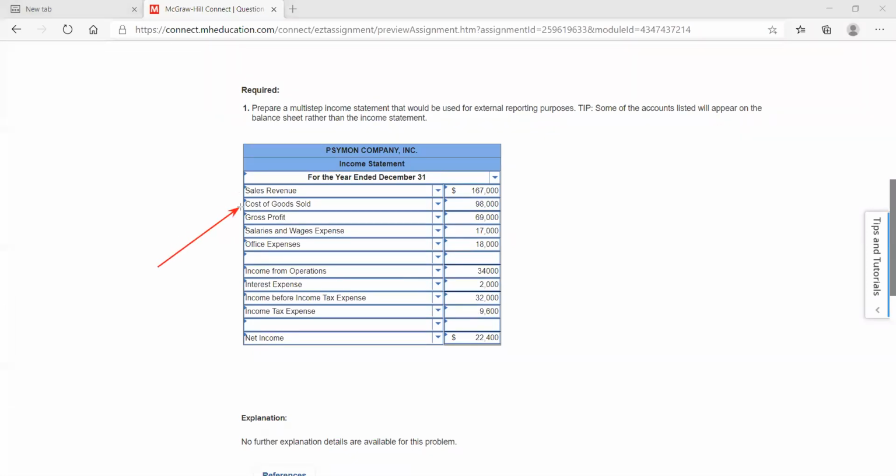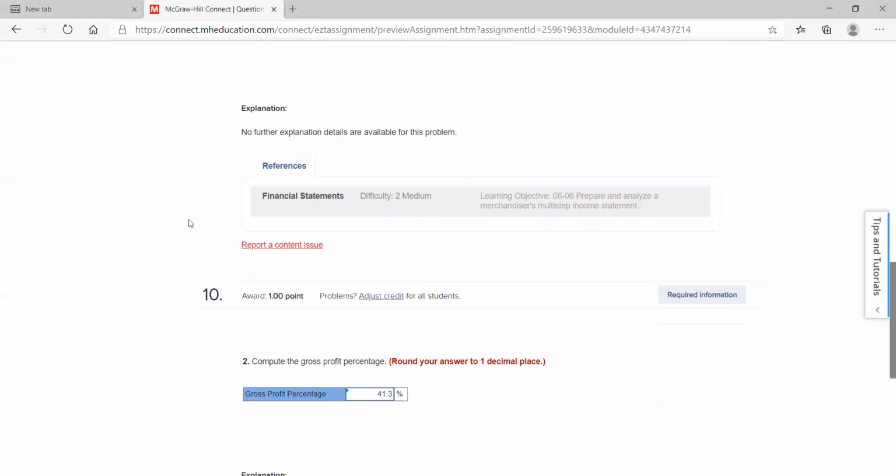Notice you got sales revenue, cost of goods sold, gross profit. There's your other expenses. You get income from operations. There's an interest expense, and then an income tax expense. You want to put those on separate line items to get your net income, 22,400. So this is a good practice problem to make sure you can do that.